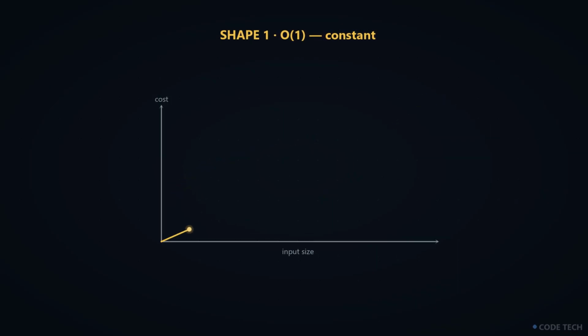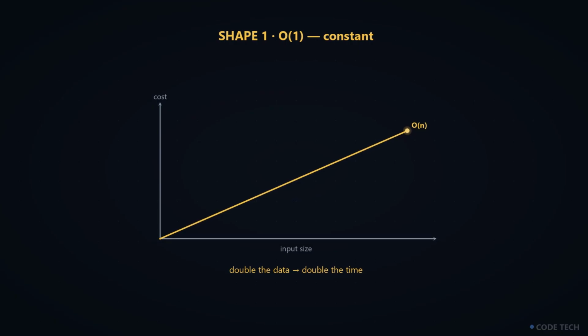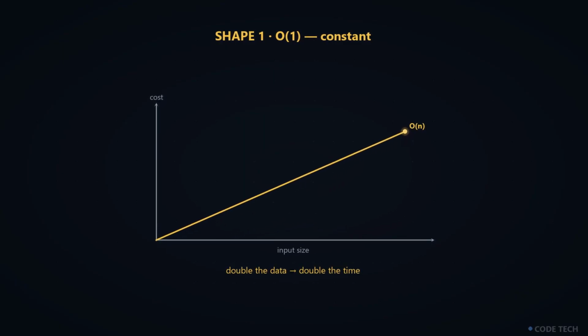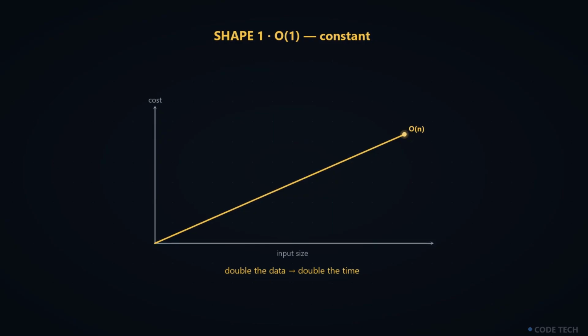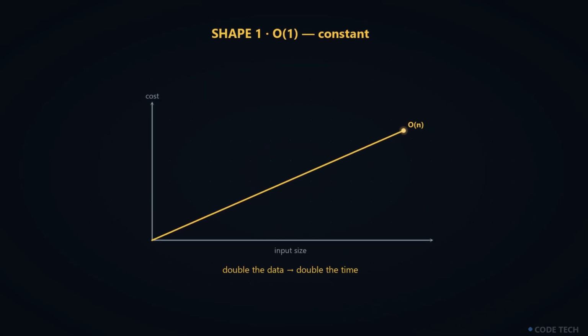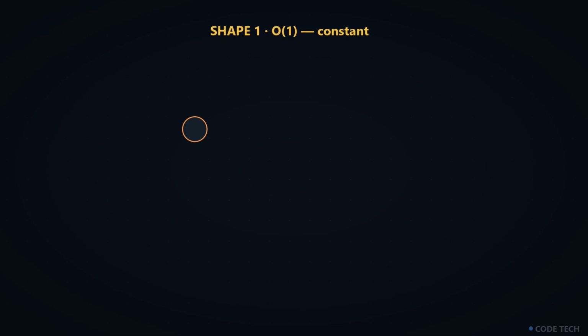Third, linear. O of n. Cost grows exactly with input. Reading every element once. Summing a list. Finding the maximum. Double the data, double the time. Honest, predictable, usually fine, and often the best you can possibly do because you can't answer questions about data you haven't even looked at.